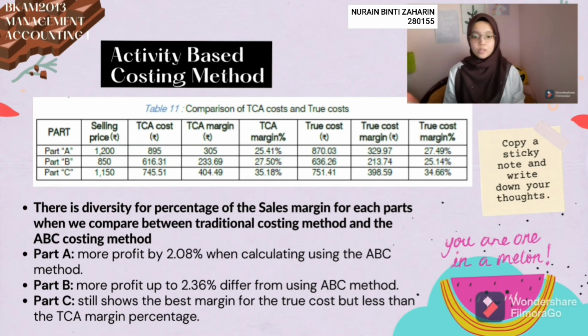In accordance with that, we can conclude that as compared to the traditional costing method, the activity-based costing method gives us the true cost of the part, where it assigns cost according to the specific cost drivers that are assigned to each of the activities incurred for each part to give an accurate amount of the overhead cost.